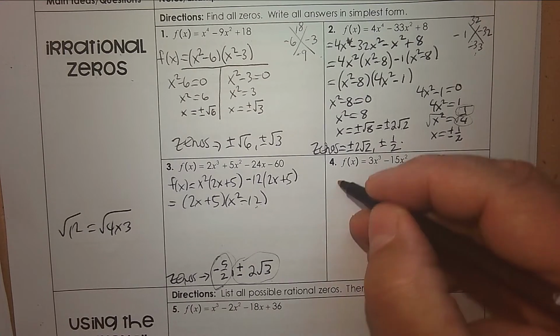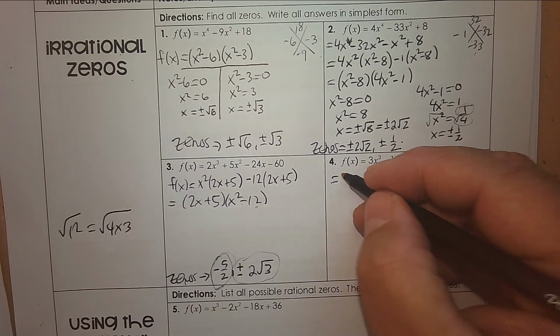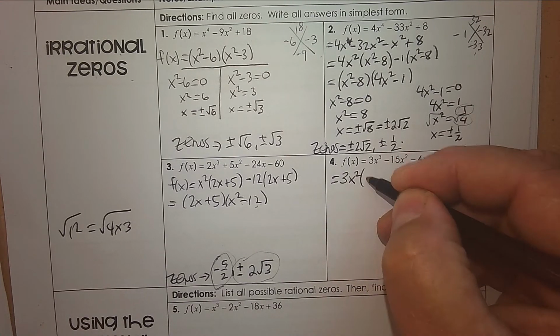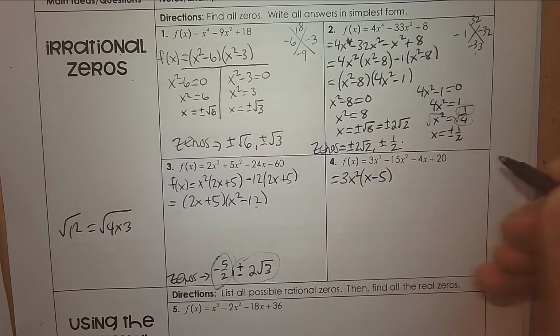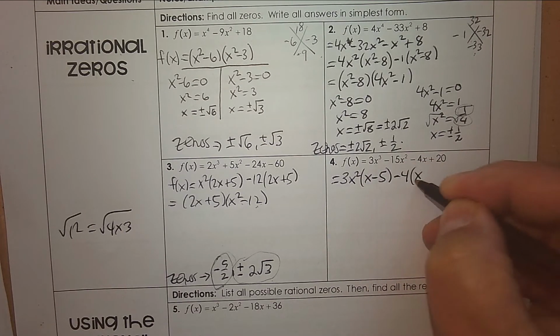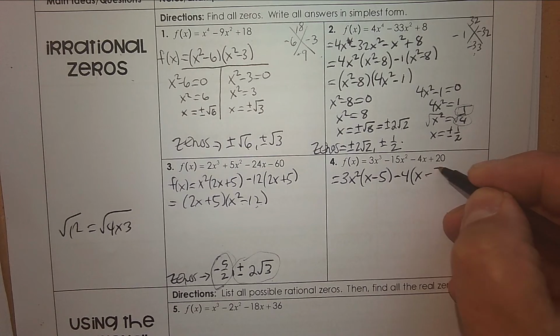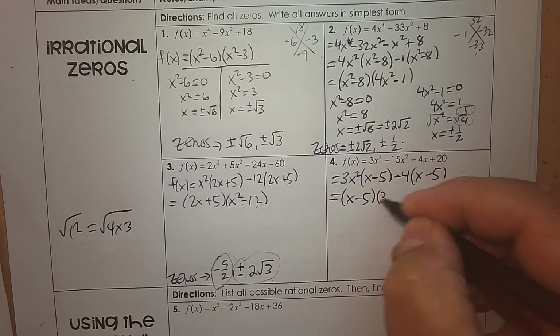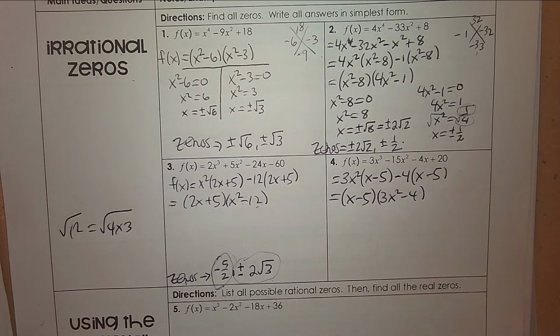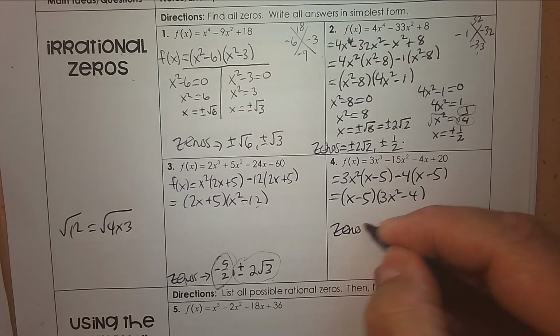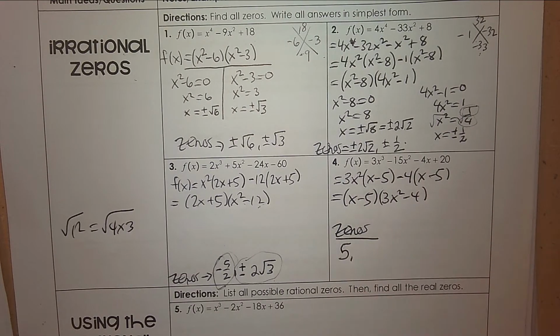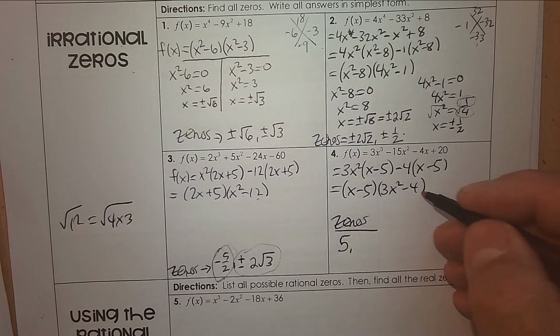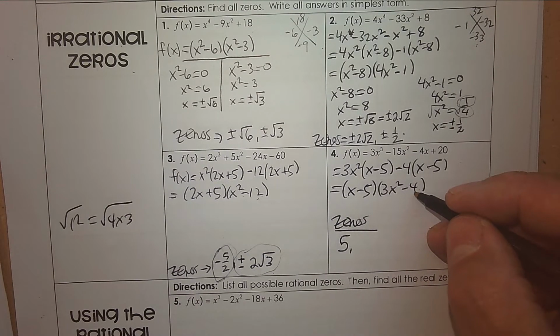Again, I'm going to factor this by grouping. I'm going to take out a 3x squared, and I'm left with x minus 5. Factor out a negative 4, and you have x minus 5. So they share x minus 5, and what's left over is 3x squared minus 4. So what would the zeros be then? Positive 5 is rational. Here, I would add 4.